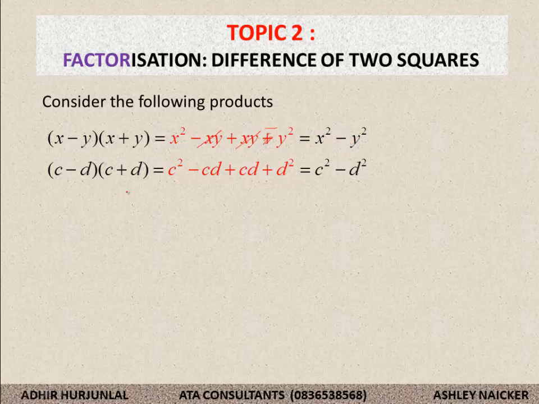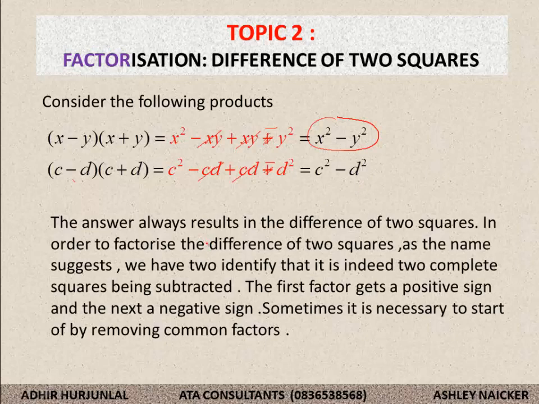In the same manner, guys, if I deal with c minus d into c plus d, I would multiply out, and you will notice that the negative cd cancels off with the positive cd, and I'm left with c squared minus d squared. This here, guys, is the difference of two squares. It is very easy to recognize because, as the name suggests, it is the difference of two squares, meaning this square and that square are two things that I can find the square root of. The answer here always results in the difference of two squares.